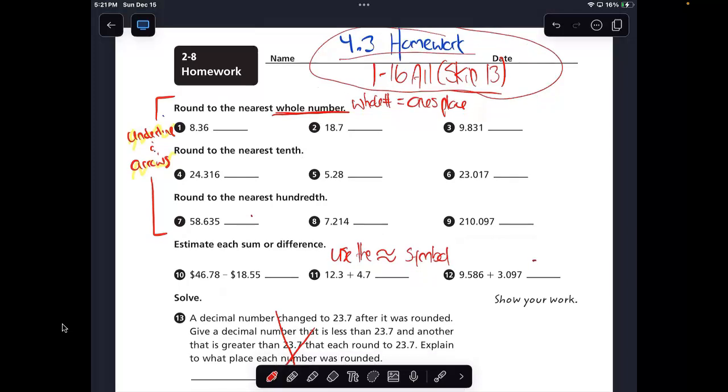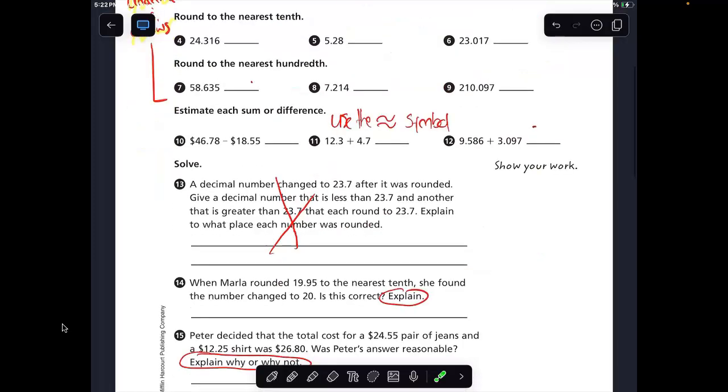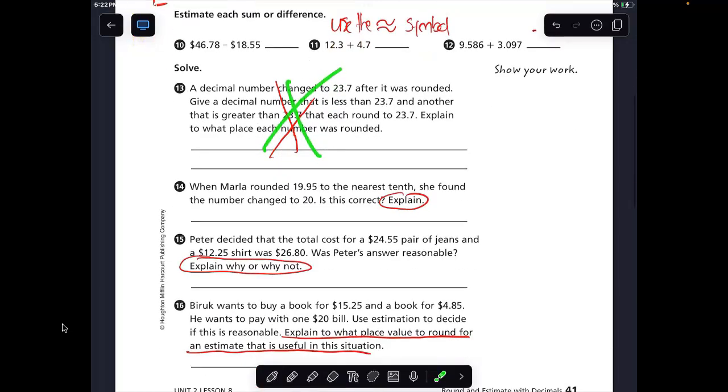10, 11, 12, estimate each sum or difference. We're going to use the about symbol, as we did in our notes. You're going to change these numbers into whatever you need to change them into so that you can easily calculate the difference or the sum of all three of them. You can skip 13, 14, 15, and 16.